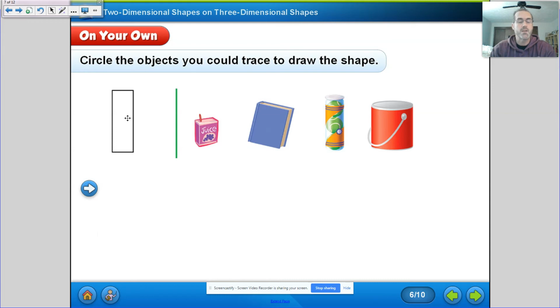A rectangle's not a square, but a square is a rectangle. Right now, let's focus on this rectangle. These opposite sides are the same length, okay? And these opposite sides are the same length.